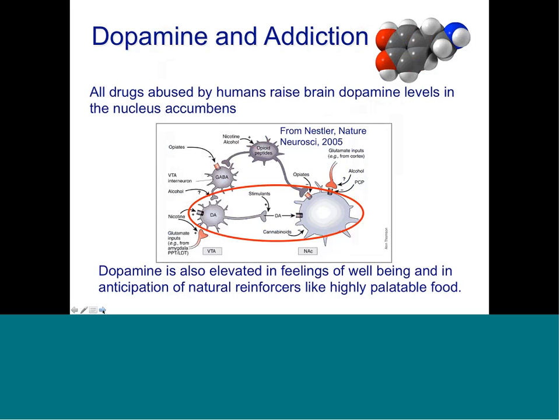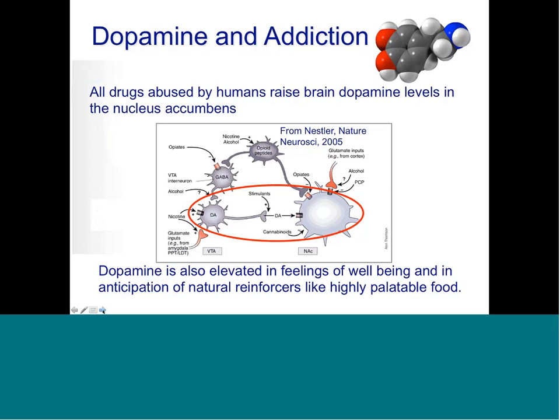So when we talk about addiction, we have focused in our group mostly on dopamine. Dopamine is very important in addictive behavior because all drugs that humans abuse raise brain dopamine levels, and they raise it in the nucleus accumbens, which is called the reward center of the brain. And we're talking about all kinds of different drugs: nicotine, marijuana, heroin, cocaine, alcohol. They all elevate brain dopamine in this reward center of the brain. And what's interesting is dopamine is also elevated in feelings of well-being in anticipation of natural reinforcers like highly palatable food.